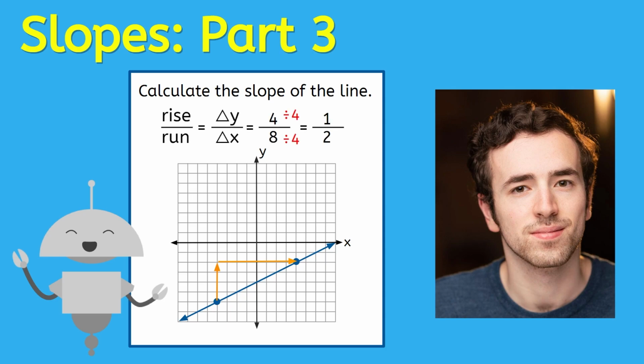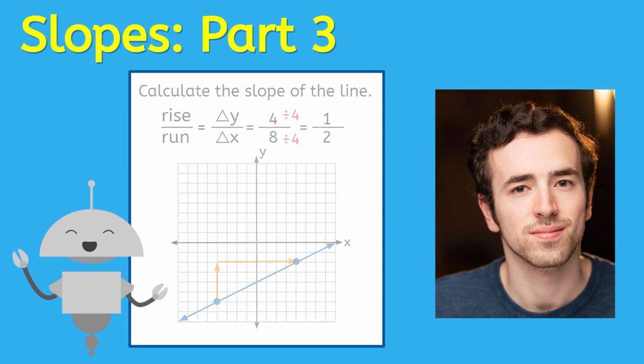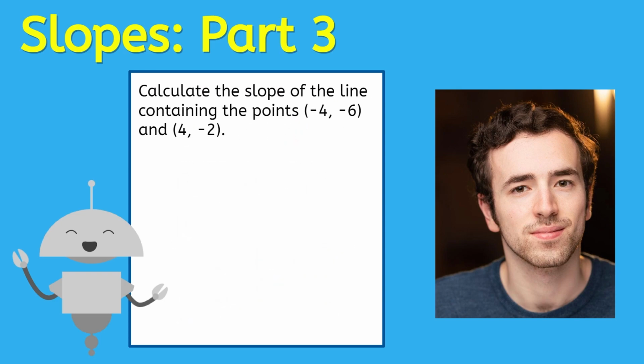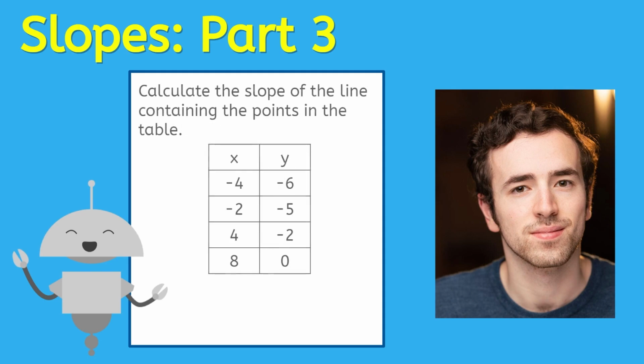But what if this visual isn't given to us, and all we have is the coordinates of 2 points from the line? How will we calculate the slope without seeing it on a coordinate plane? Or what if some points from the line are given to us in a table instead? How do we calculate the slope from this? This is exactly what we're going to learn about today.